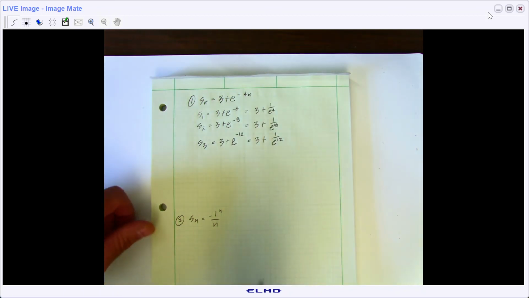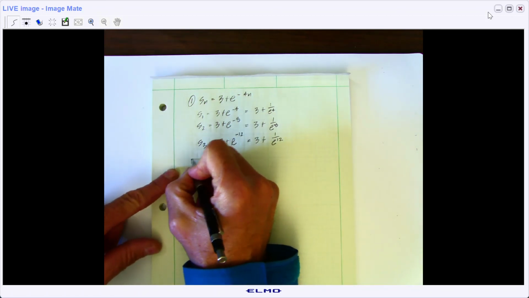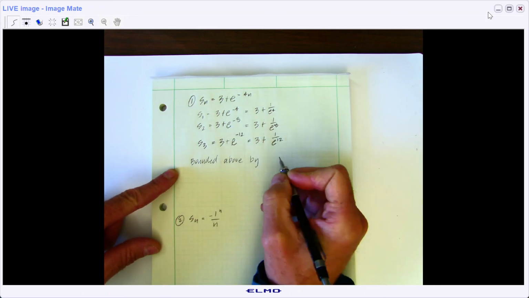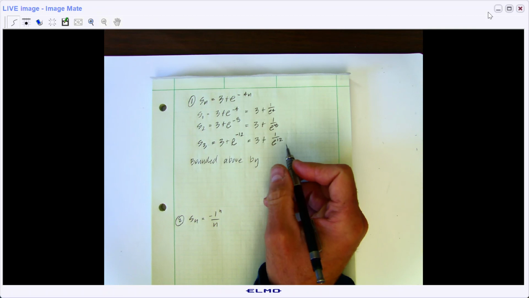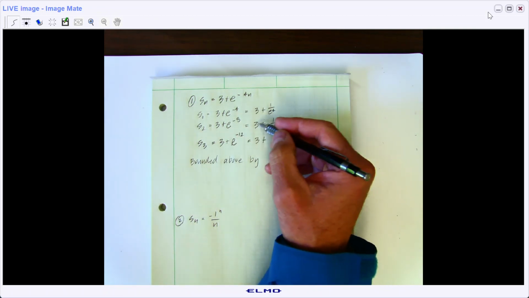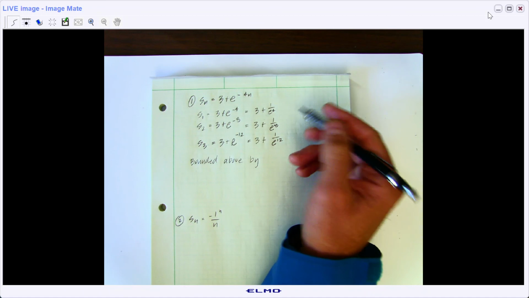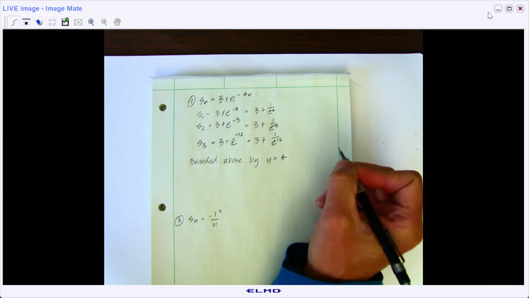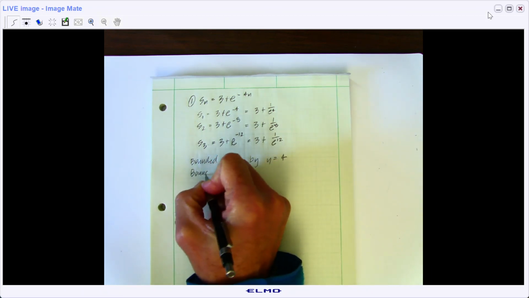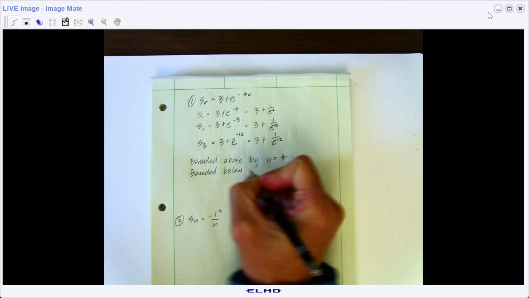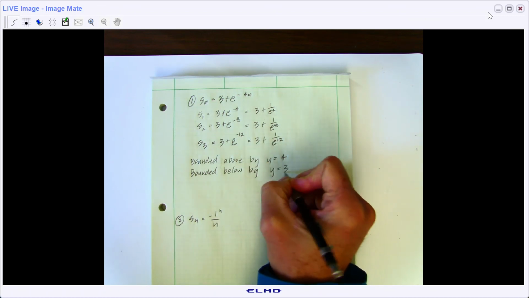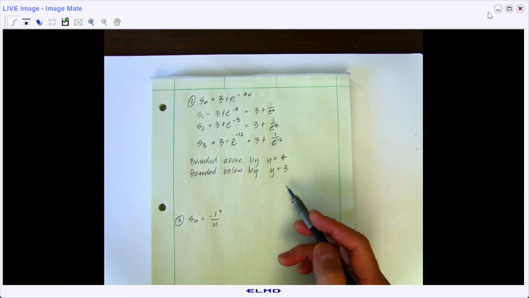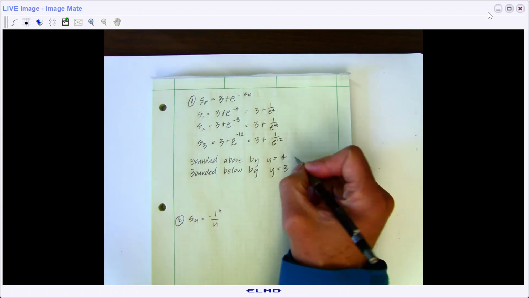So we could say it's bounded above by a number that it's always strictly less than, right? And since these are smaller numbers being added to 3, this is the biggest number. I don't know, we could say that this is certainly smaller than 4. It's bounded above by y equals 4, and bounded below by y equals 3, right? I mean, we never quite get to 3. We're always adding this tiny little piece to 3. So this is definitely bounded.